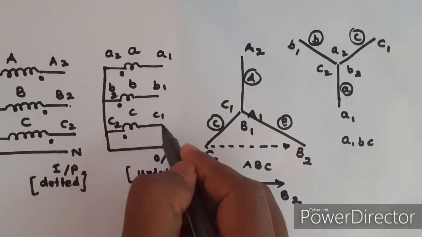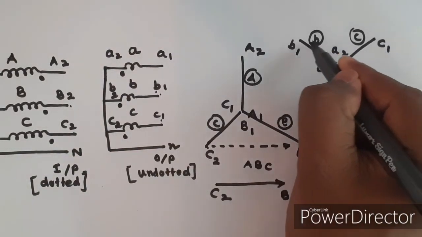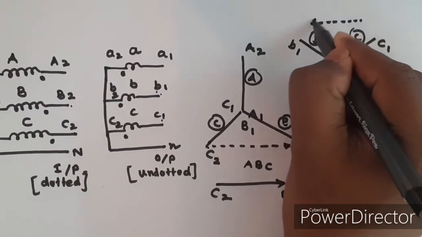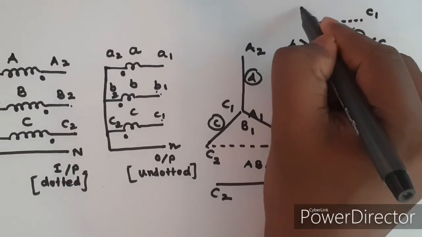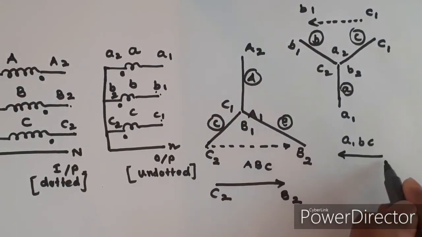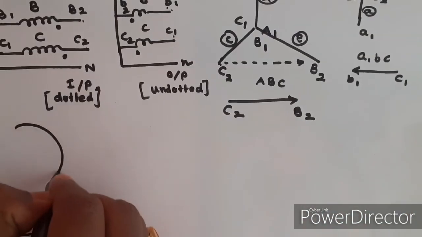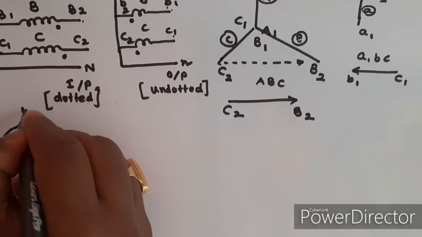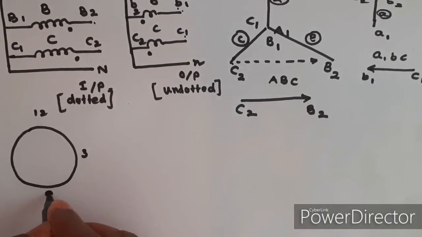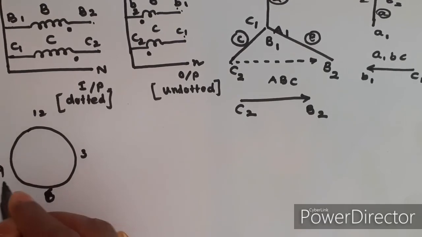What is the line voltage here? C1, B1. What is C1, B1? This is C1, B1 in this direction. That means C1, B1 would be like this. If it is a clock, it is 12 o'clock, 3 o'clock, 9 o'clock and 6 o'clock.